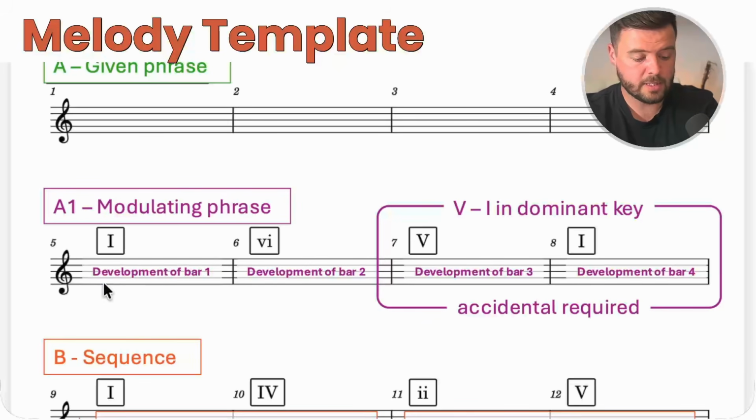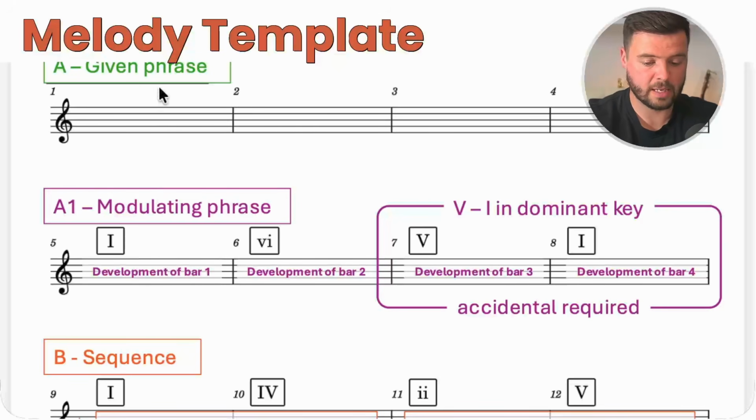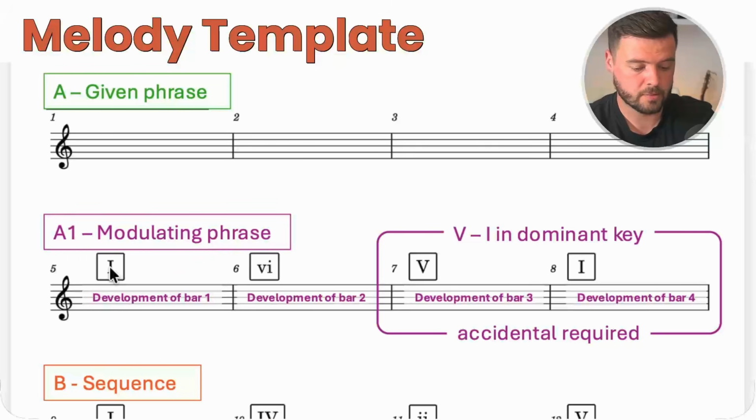And then when I say development of bar 1, what I mean is we're going to look at what bar 1 looks like and then just write something that's similar to that. It might be a similar rhythm, it might be a similar melodic pattern, but it's going to have some sort of cohesion or glue with the given phrase. And that's what's going to make this an A phrase in keeping with the given. So let's do that now.